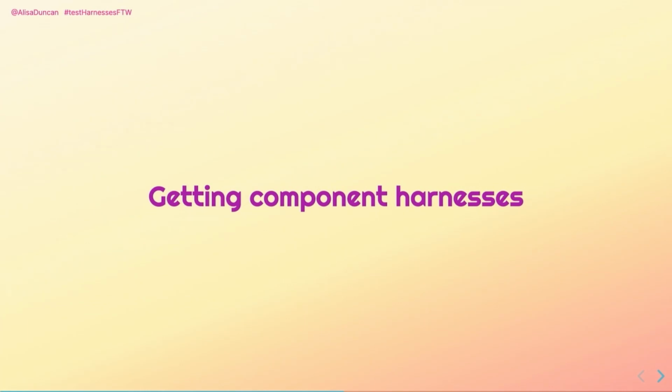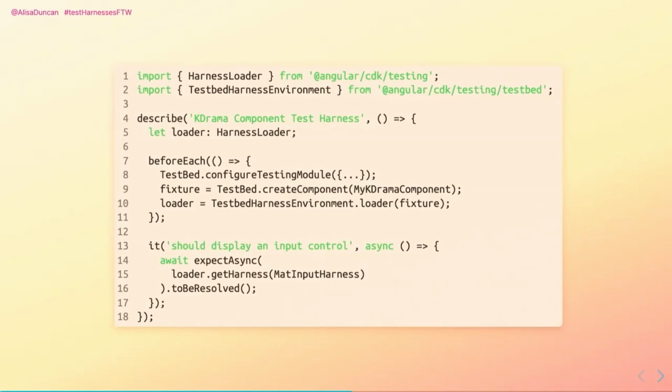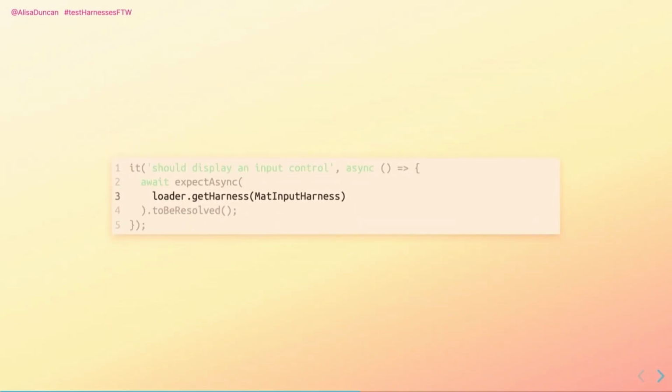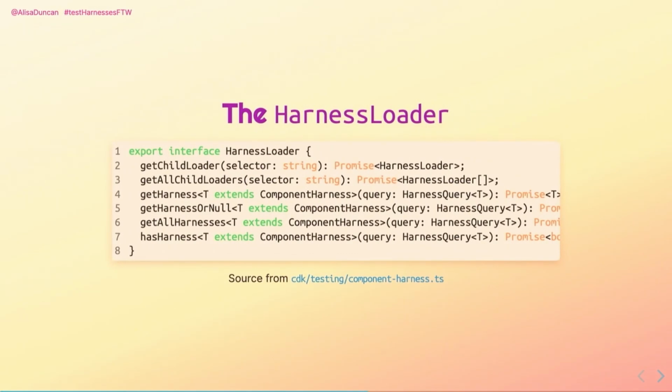So once you have that harness loader, you want to get the component harnesses that you want to interact with. So now we're looking at an individual test, and specifically the parts where we're getting that input harness. The harness loader interface has different ways that we can get a hold of harnesses. And there's this first set where we can get a harness, and we pass in the type of harness we're looking for. And what this does is return the very first harness of that type that it comes across in the template, or it's going to reject the promise.